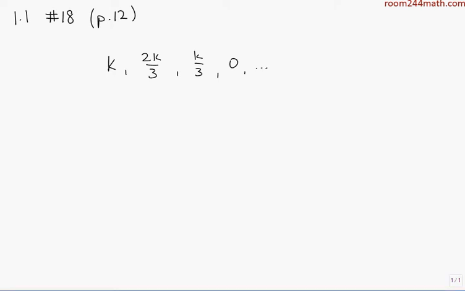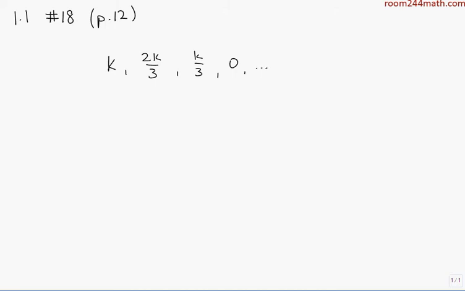In question 18, we start off with this kind of nasty looking arithmetic sequence with a variable k in it. And then we have to figure out t6, a general term tn, and a value for k given that t20 is equal to negative 16.